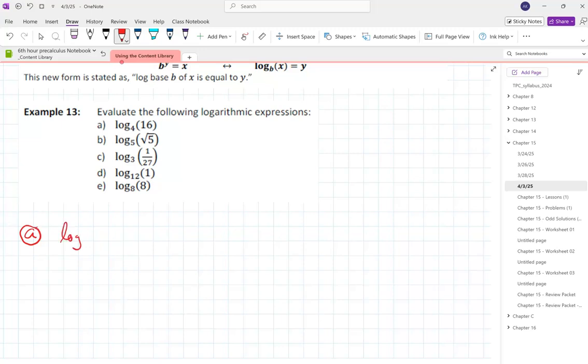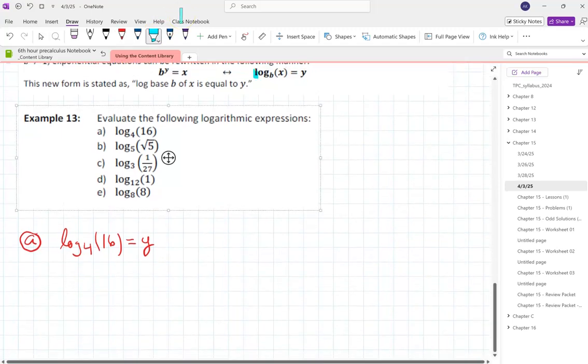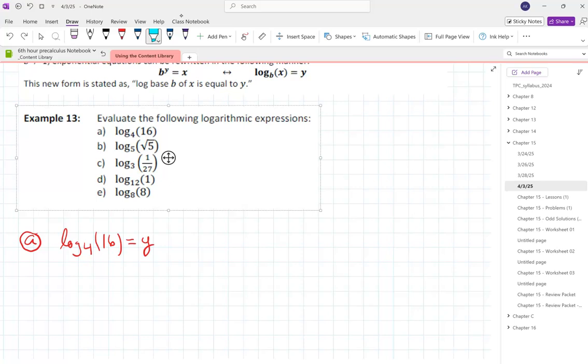So if I wanted to do log base 4 of 16, I'm going to write that as a logarithmic equation. I'm just going to say it's equal to y, so it looks just like this guy. Everybody's okay there? I'm then going to use my definition of a logarithm to rewrite this.